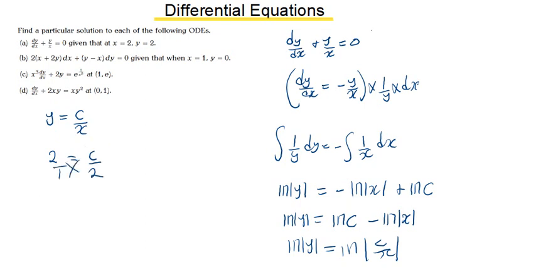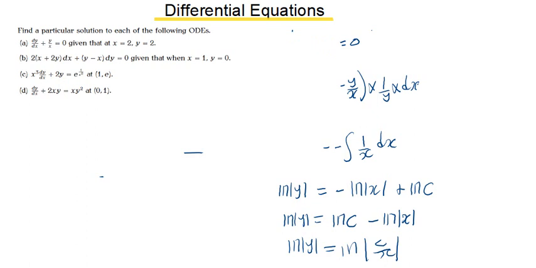I can do the cross multiplication. So I'm going to have c being equal to 4. Therefore our particular solution is just y equals 4 over x, and that is that. So let's go to the next one.